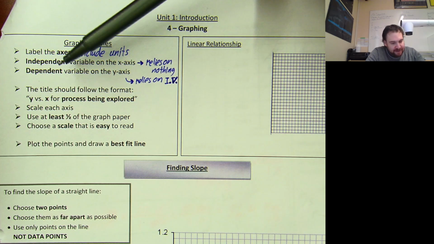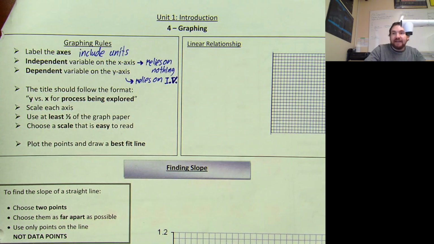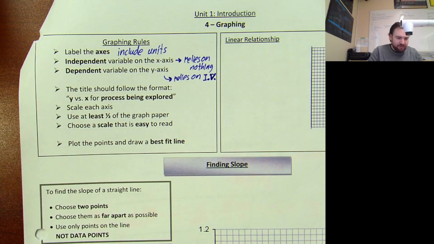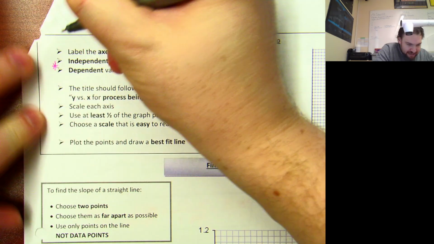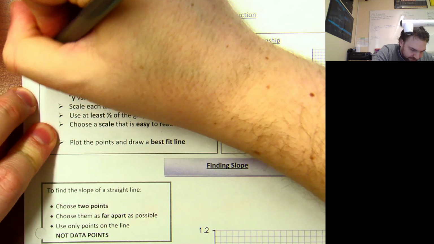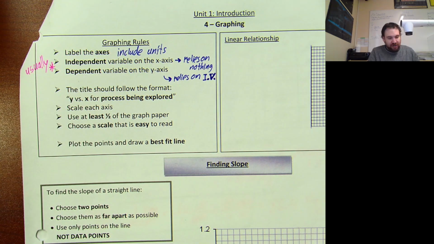Typically, the independent variable gets placed on the x-axis. The dependent variable gets placed on the y-axis. I do want to make a note here. We're going to star these two, and throw the word usually in here. This is usually true. It is not always true. Or it's always true until it isn't. Pick one that makes you the most comfortable.